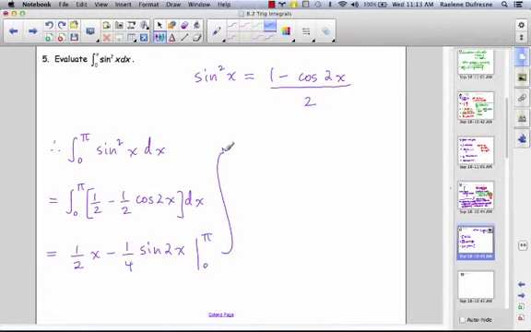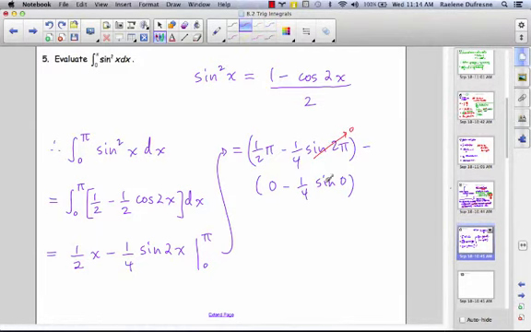So from here we get 1/2 pi minus 1/4 sine of 2 pi, subtract 0 minus 1/4 sine of 0, and both sine of 2 pi and sine of 0 are 0, and we are left with 1/2 of pi. Of course, you can check your result on a graphing calculator like the TI-Nspire and see how you got on.